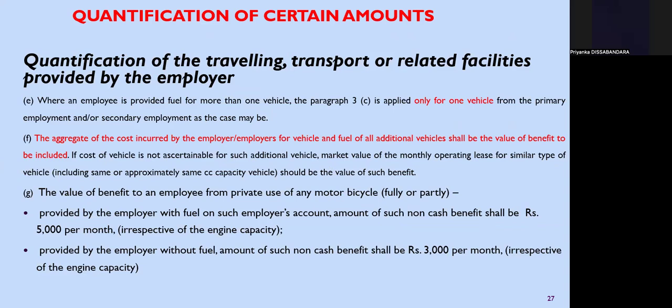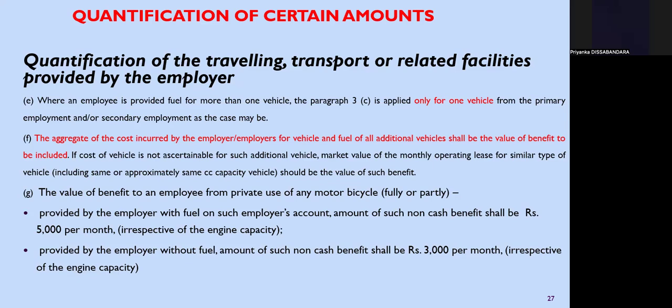Item number G is for the motor bicycle. If an employee receives a motor bicycle, then we have to consider 5,000 per month. I mean a motor bicycle, not the vehicle, but the motorcycle, irrespective of the engine capacity.